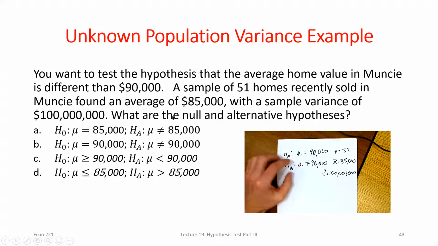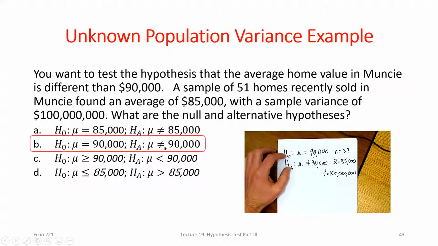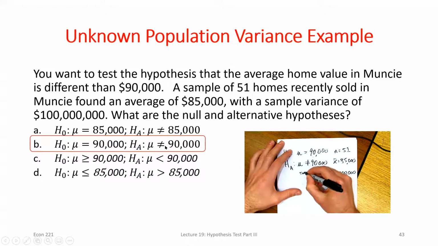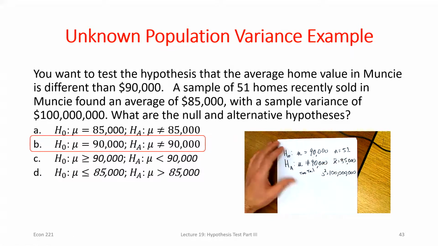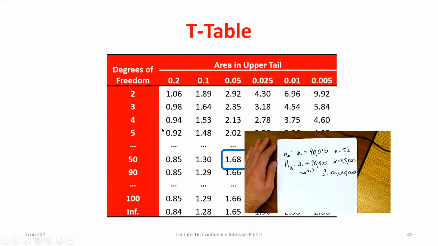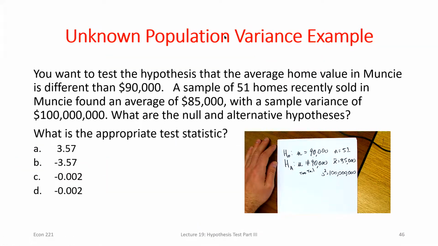What's the null and alternate hypothesis? Well, I already identified that, right? So I'm testing, is it different than or not equal to that value? So here I'm going to have a two-tailed test. That's a good thing to remember going into it. From there, I can find critical values and I can find the test statistics. So how will I do that?